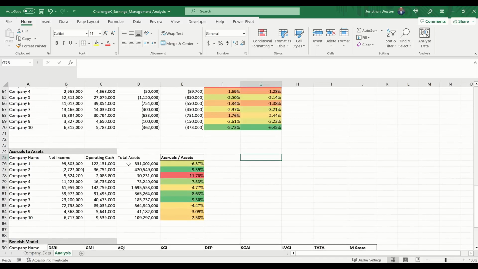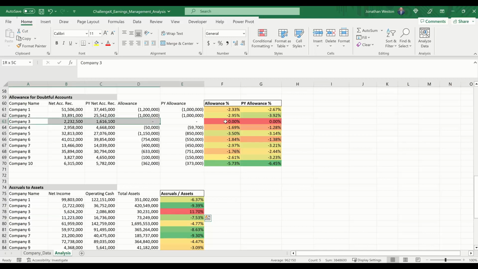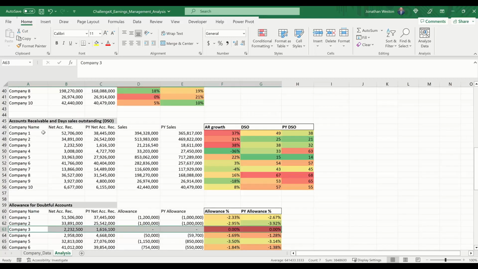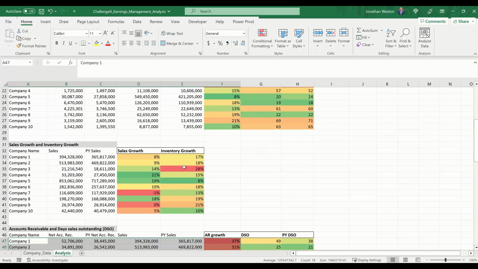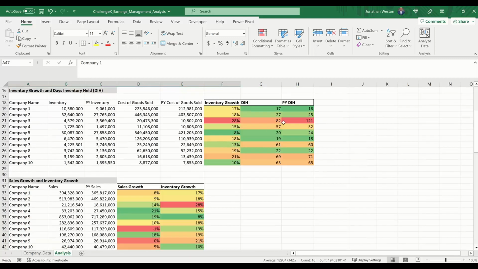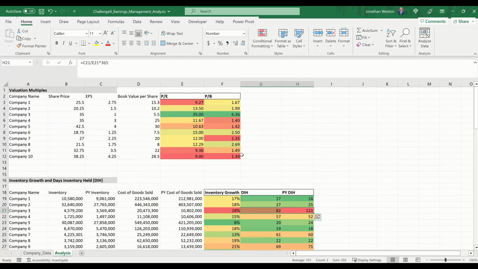So seeing these previous tests, we see that company 3 is usually the one that stands out with no allowance for doubtful accounts, high accruals, high net accounts receivable growth, high inventory growth, a low inventory turnover, yet it has a very high valuation, at least for its share price. And so that is something that we can consider for earnings management.